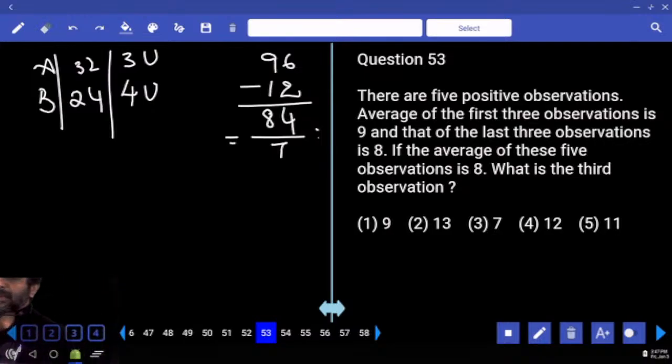There are 5 positive observations. The average of the first 3 observations is 9 and that of the last 3 observations is 8. If the average of these 5 observations is 8, what is the third observation?